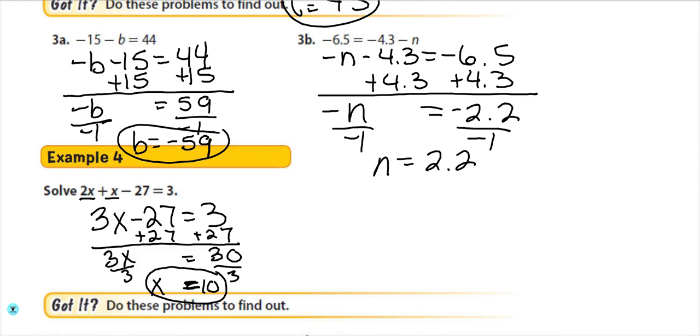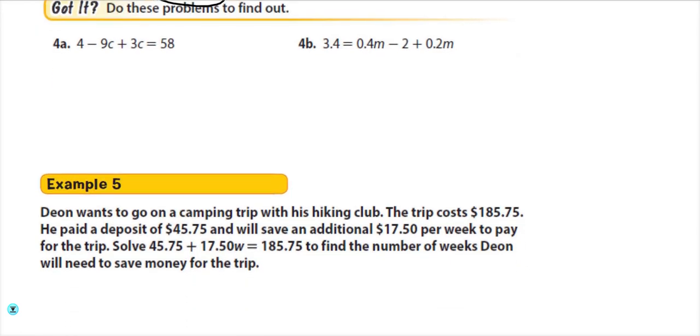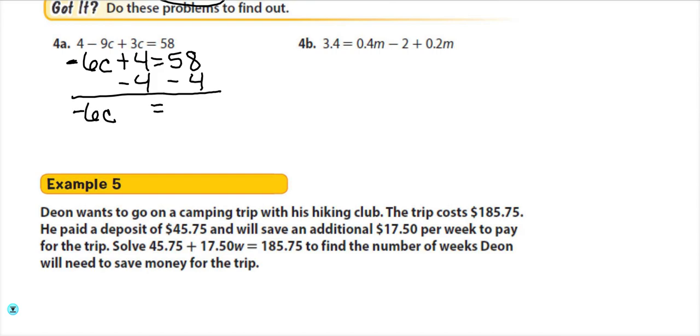All right, go ahead and try the got it questions by yourself. And let's take a look. The first thing I need to do is combine like terms. So I have negative 9 plus 3, so that's going to give me negative 6c plus 4 equals 58. We need to minus 4. Then I have negative 6c equals 58 minus 4, which should be 54. We're going to divide by negative 6, and 54 divided by negative 6 gives us negative 9.